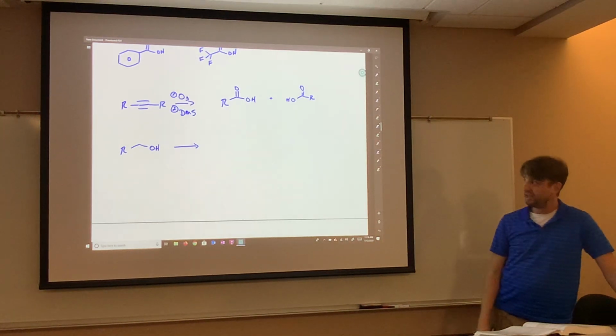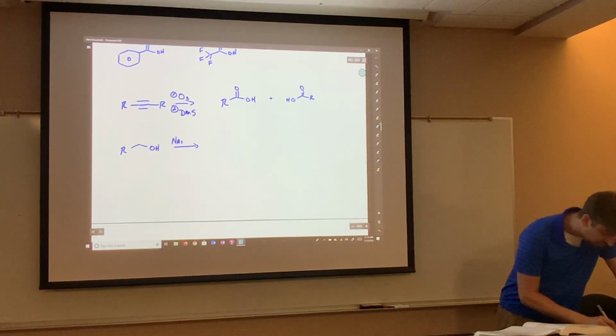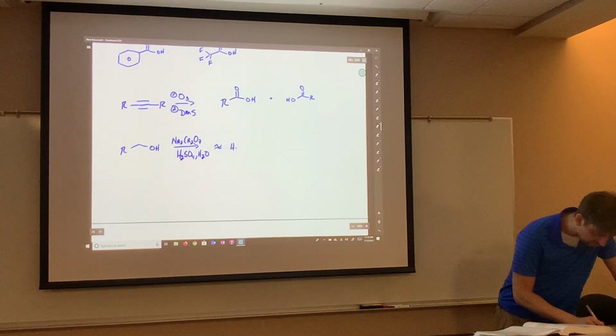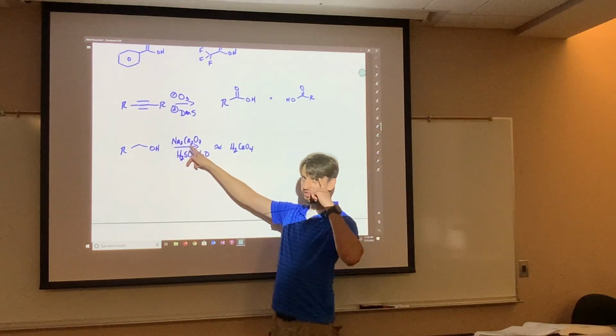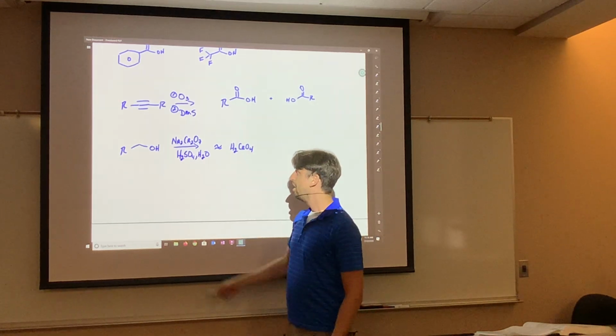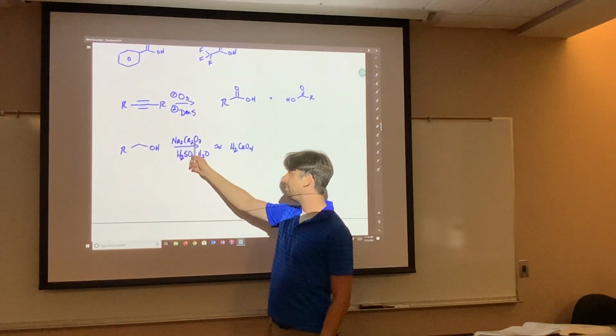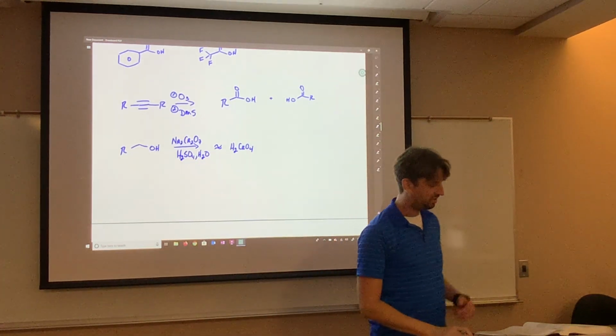If we put some kind of oxidizing conditions here, so typically some kind of strong oxidizing metal, sodium dichromate and sulfuric acid, H2SO4, and then water, which is equivalent to H2CrO4. You might see it written either way there. Transition metal, lots of oxygens, indicative of oxidation, right? We can even take potassium permanganate and heat it up, and that will oxidize this also into a carboxylic acid.